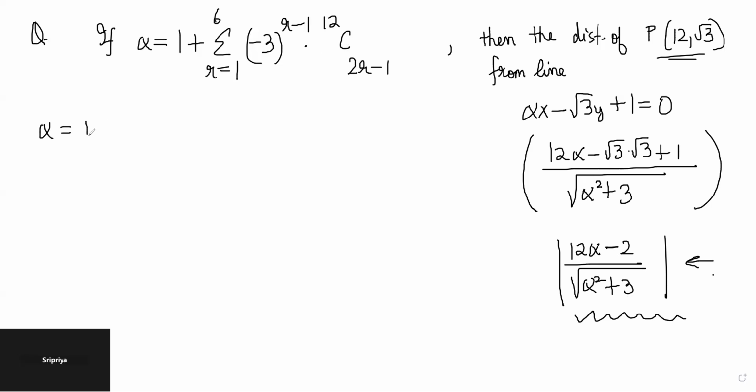So alpha is 1 plus the summation of r goes from 1 to 6 of minus 3 to the power r minus 1. Basically we can say minus 1 to the power r minus 1, 3 to the power r minus 1, 12c(2r minus 1). It's a very weird pattern, not a standard binomial expansion.